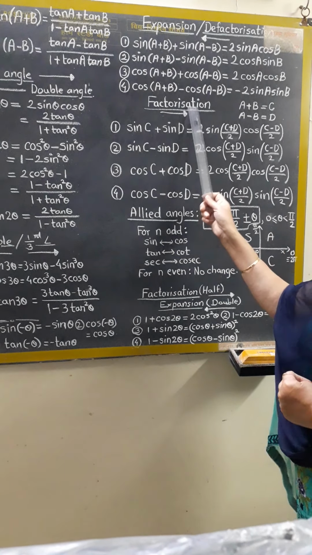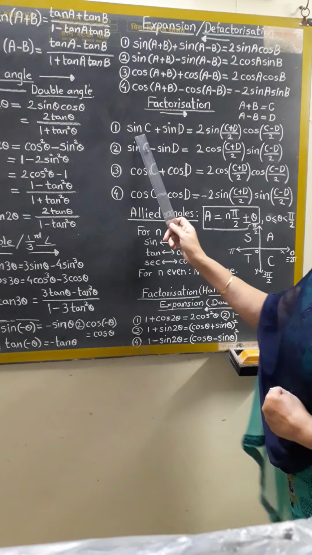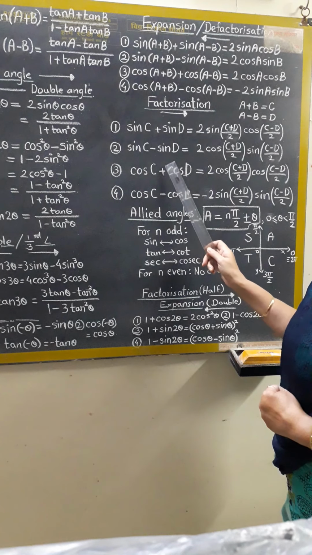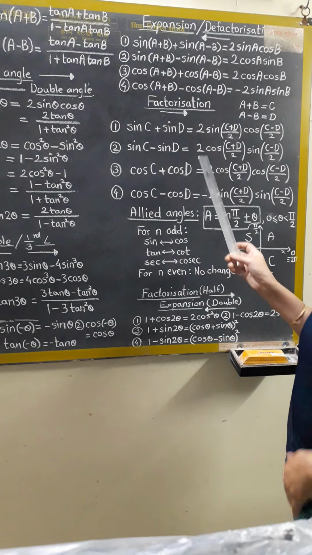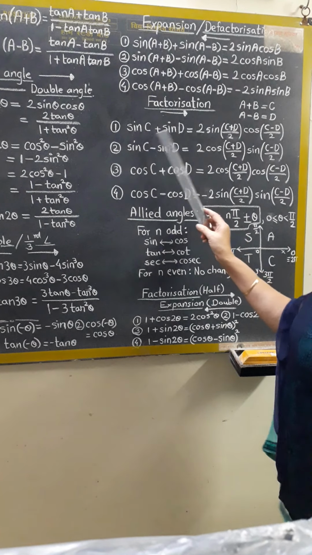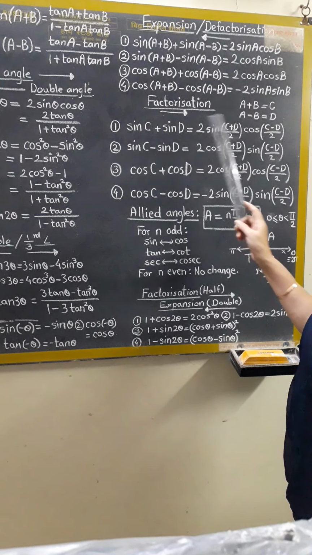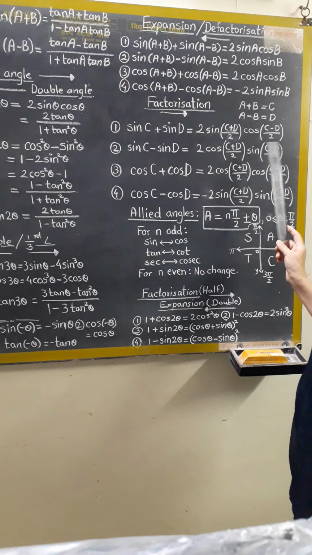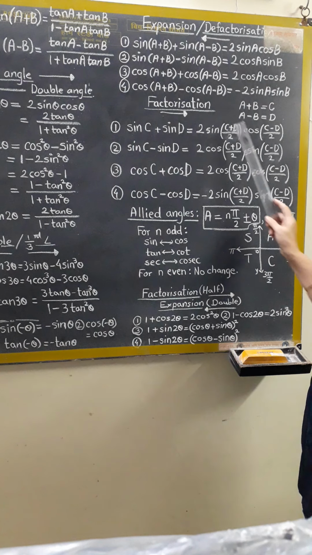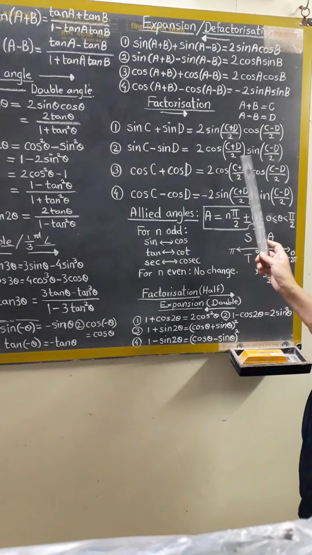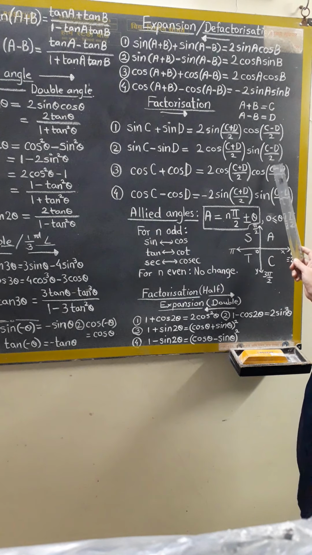Now why are we calling them factorization? On the left side you see a sum or difference, so the number of terms is more than one. And on the right side, when we apply the formula, what we get is in terms of a product. Those are the factors, and that is why these particular formulas are known as factorization formulae.